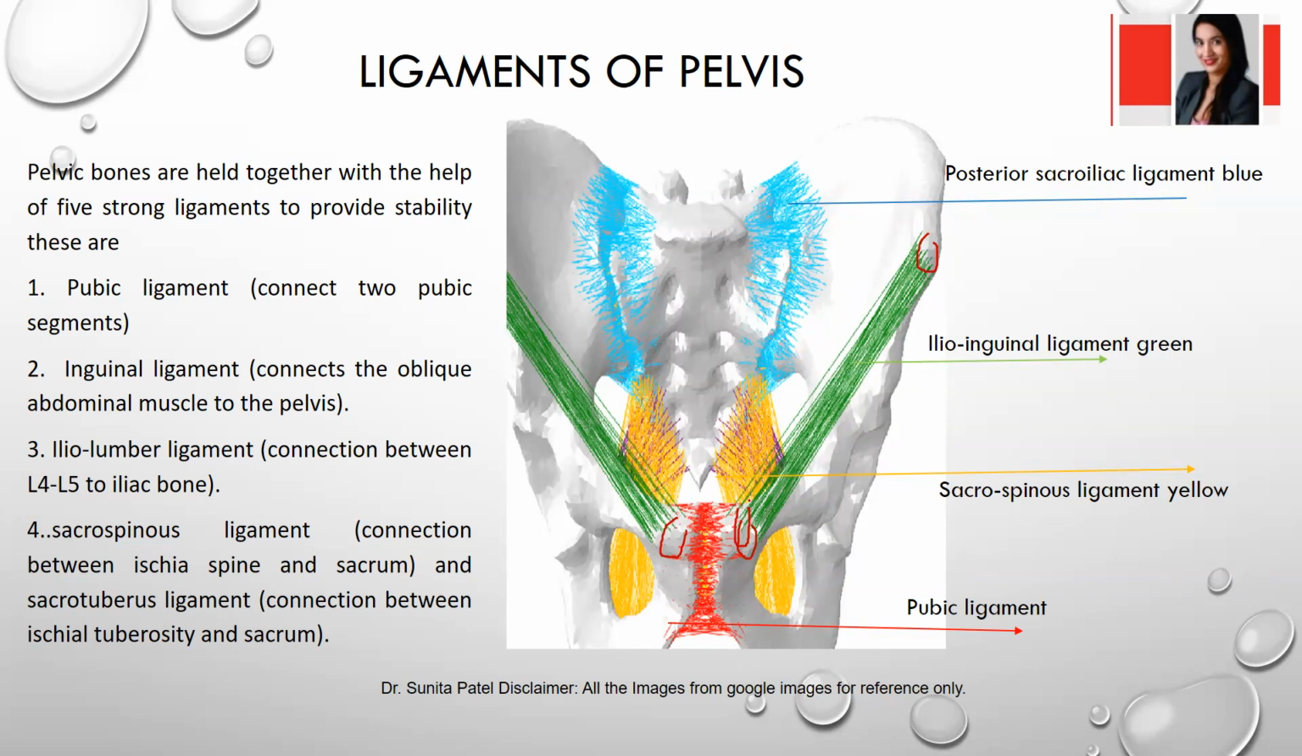In the same way, if you look at another ligament, present between the sacrum and ilium, that's the posterior sacroiliac ligament, shown in blue in this image. This is again an important ligament holding these two bones together. SI joint pain is not that common in males, but if some kind of surgery happens, it can definitely affect these ligaments.